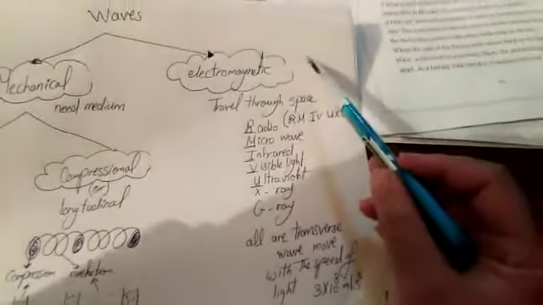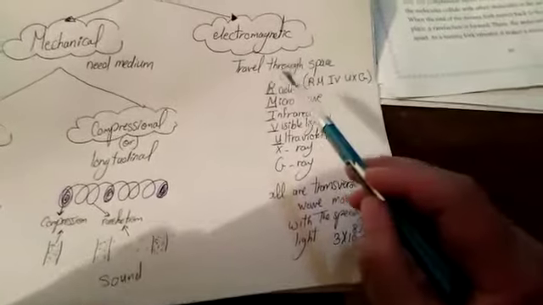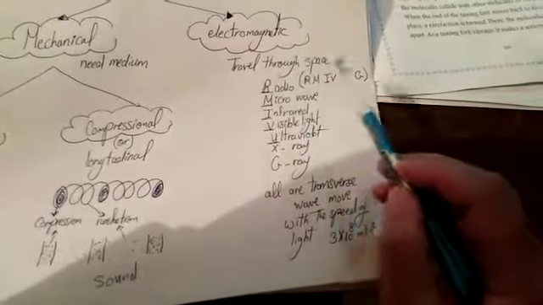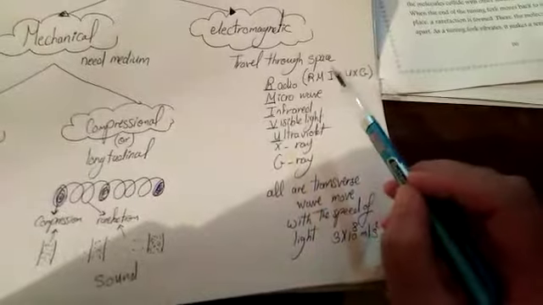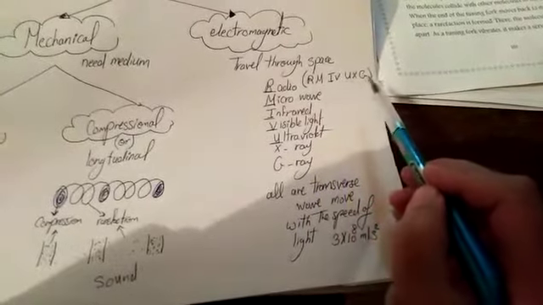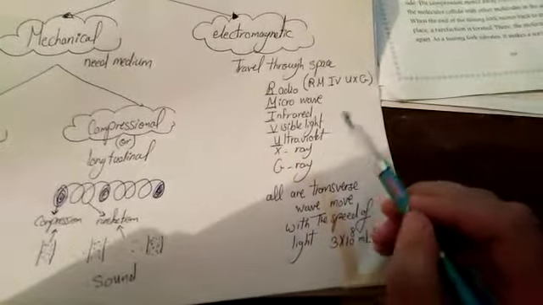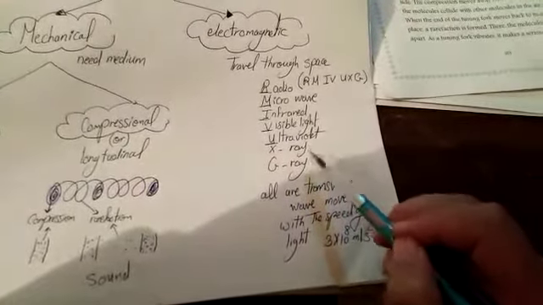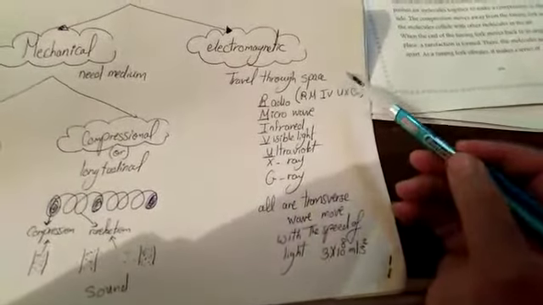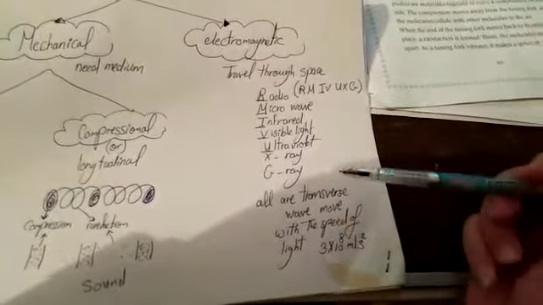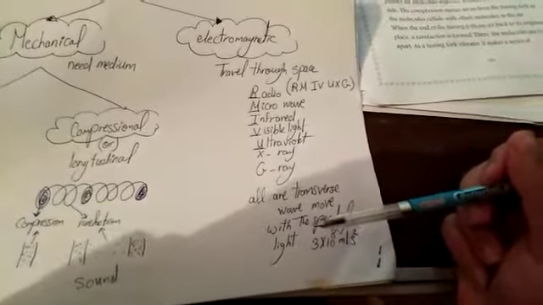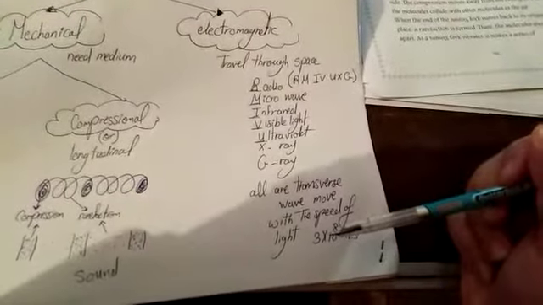How about the electromagnetic wave? The electromagnetic wave is the wave that can travel through space. An example for that is our abbreviation RAM-EVUXG. They represent radio wave, microwave, infrared, visible light, ultraviolet, X-ray, and gamma ray. And as you know, all of these are transverse waves. They travel through space with a very fast speed that represents the speed of light, which is 3 times 10 to the power 8.